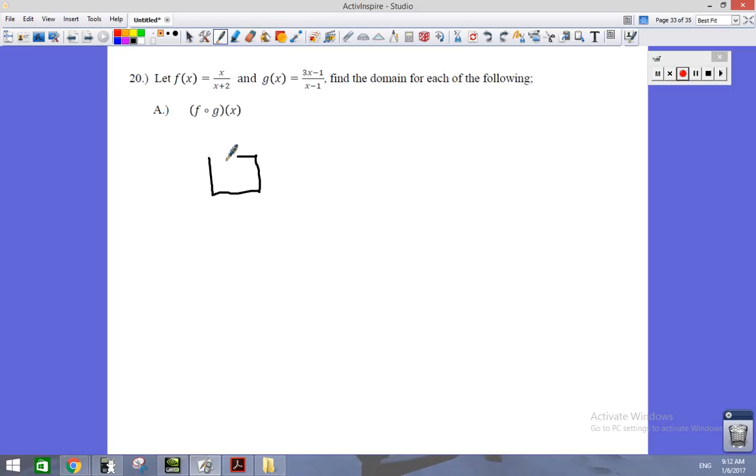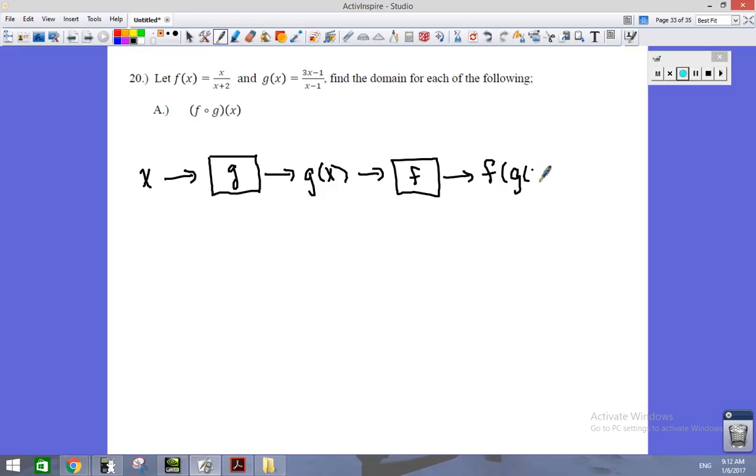So we're taking things from the domain and inputting it into G. And the output of G is now becoming the input into F, and then our final answer is here. Well, to be in the domain of this F composed with G, the number has to make it all the way through both functions. It has to go all the way through this assembly.